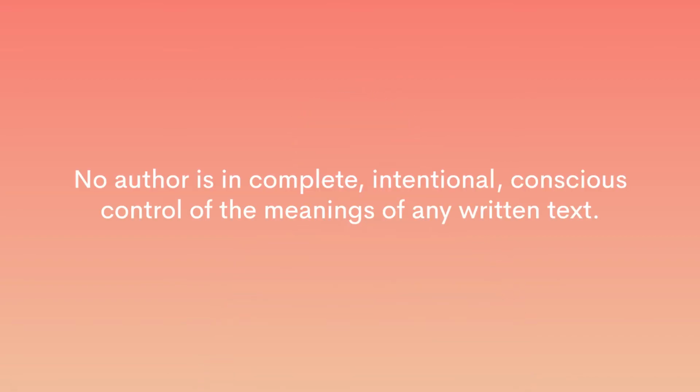qualities of language. If rhetoric teaches us the power of intentional structuring of text, Derrida and deconstruction teach us that no author is in complete, intentional, conscious control of the meanings of any written text. What he is trying to say is that even if we are intentional in producing rhetorical artifacts, we may not be conscious of the meaning that can be extracted from what we produce because of the embedded context or culture.